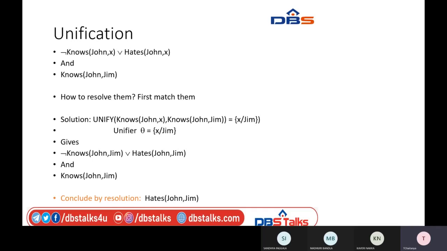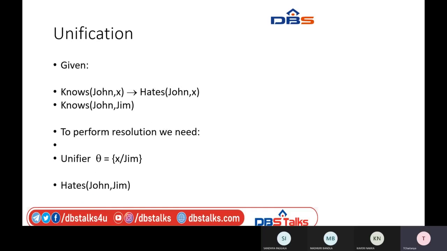So, given the next one, see: knows(John, Jim), hates(John, Jim), and knows(John, Jim). That's true only. Based on this sentence, this class has uniform functionality. So these are true: knows(John, Jim), hates(John, Jim), and it is true only for John, Jim. So the conclusion by resolution is hates(John, Jim). This is the solution for this problem.